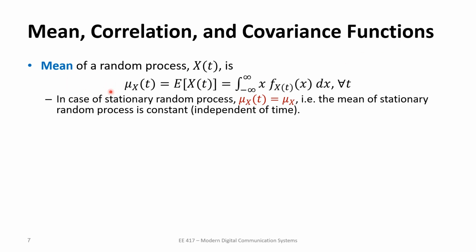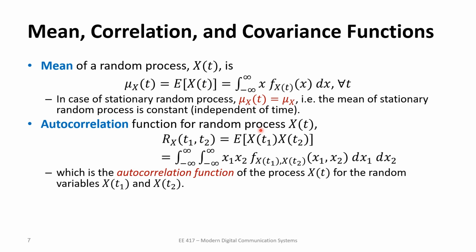So the mean of a random process is, in general, very similar to what we did before in terms of the definition of the mean, but here it's a function of time. So the mean could be a function of time. If the process has a constant mean, we say that the process has a stationary mean. So if the process itself is strict-sense stationary, it means the mean is also going to be constant. The mean of a stationary random process is constant and independent of time.